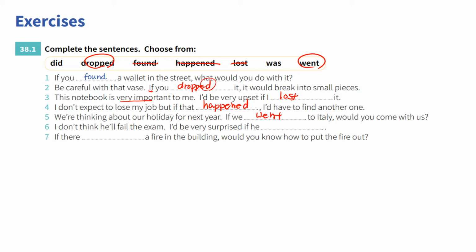Number 6: I don't think he will fail the exam. I'd be very surprised if he did. Okay, here, if he did. And the last one: If there blank a fire in the building, would you know how to put the fire out? So if there was a fire in the building, would you know how to put the fire out?